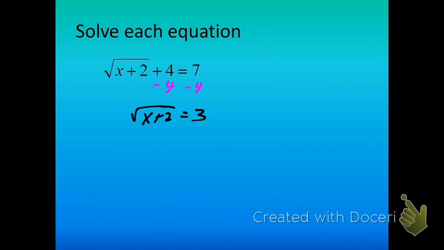So you're going to raise it to a power. Since you have a square root, you'll want to square both sides, which leaves you x plus 2 equals 9, and then obviously x equals 7.